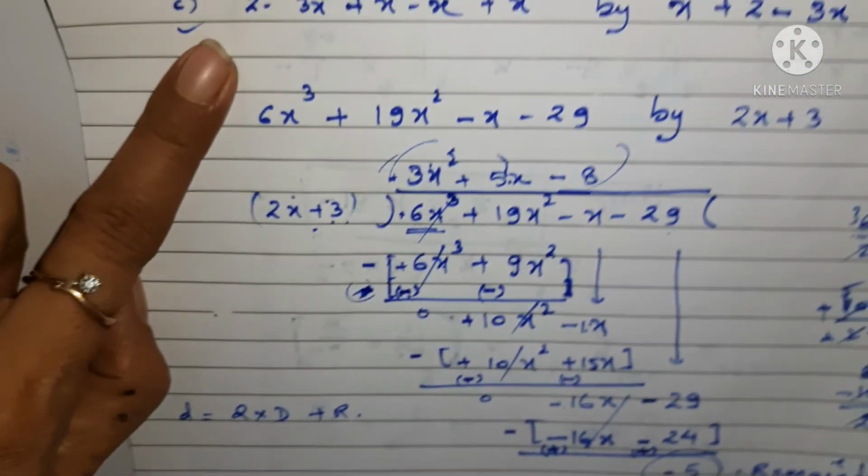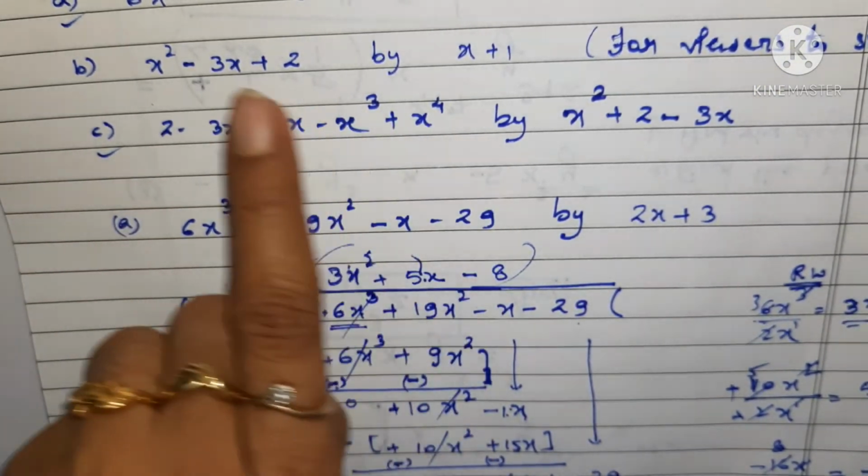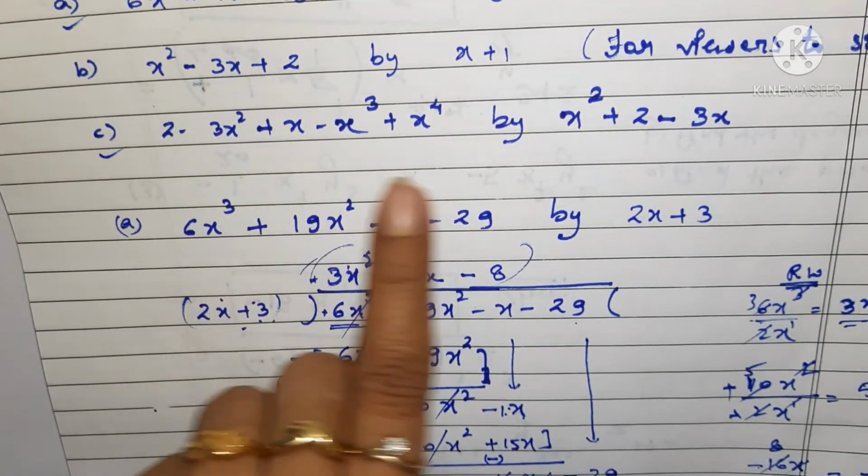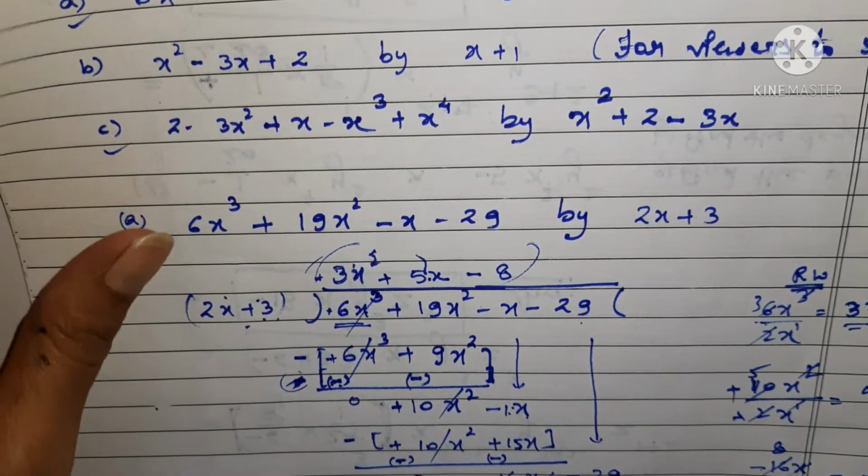Second part is C. You can see this one, this is to be done by you, and this one again we are going to see in the next portion. Let me write the question first. Say it is C.